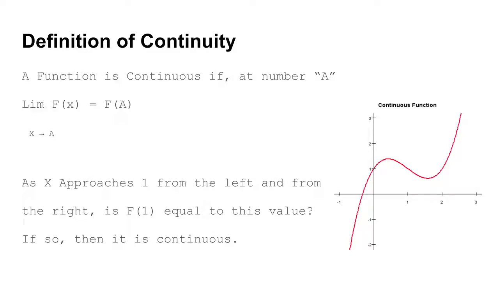For example, in the graph shown on your screen, as x approaches 1 from the left and from the right, do they equal each other? Do they equal f of 1? And does f of 1 exist? Since the answer to all of these questions is yes, the function is continuous at this point.